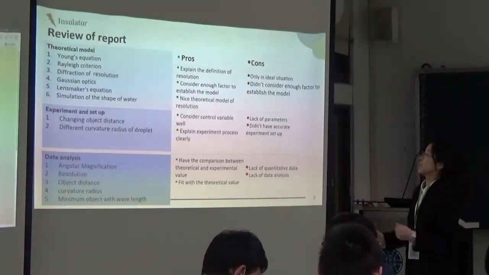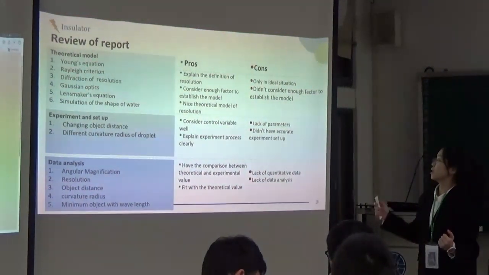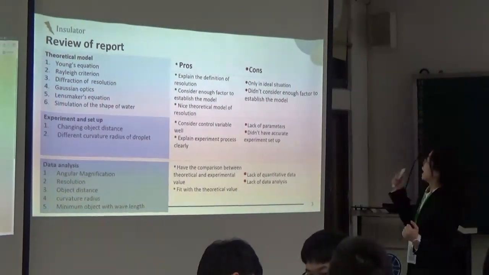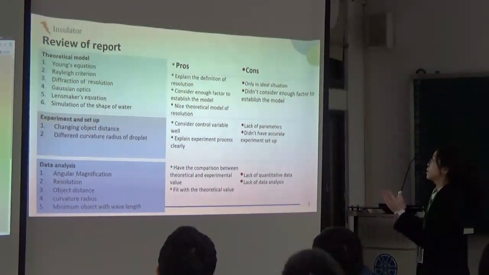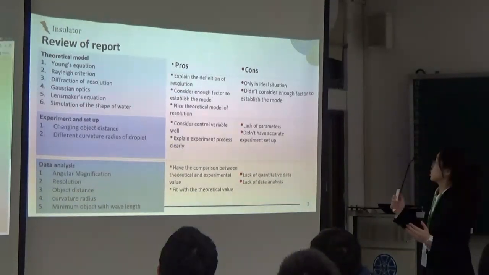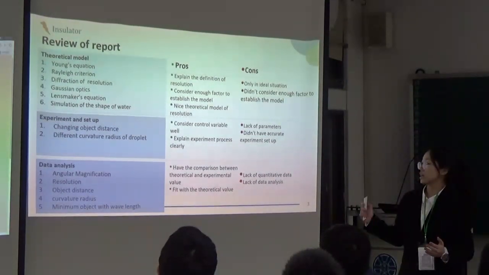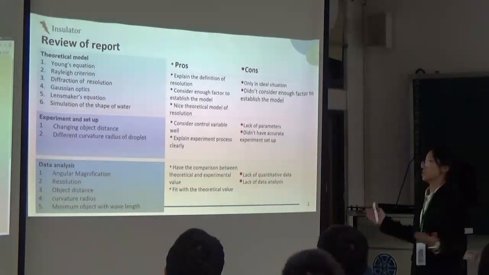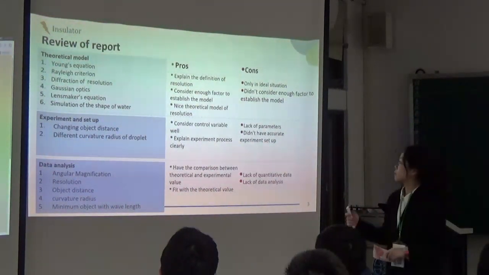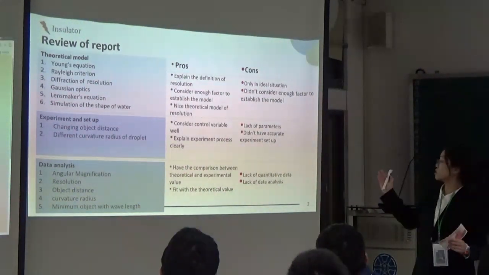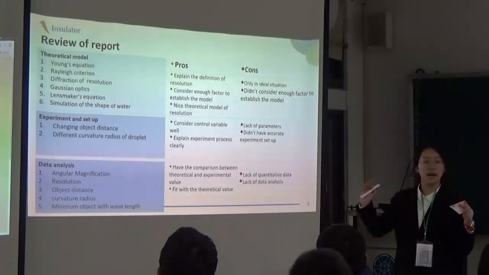Here, his pros are that he gives an explanation and definition of the resolution, and considers enough factors to establish the model of the resolution. His cons are that his concept is only in an ideal situation. He can only do a simulation in his presentation, and he doesn't consider enough factors to establish the model. In his experiment and setup, he changed the object distance and the curvature radius of the droplets to see the magnification and resolution. His pros here are that he controls the variables well and explains the experiment process clearly. His cons are the lack of parameters and an inaccurate experimental setup, which, just like I mentioned, I think would not be accurate enough.